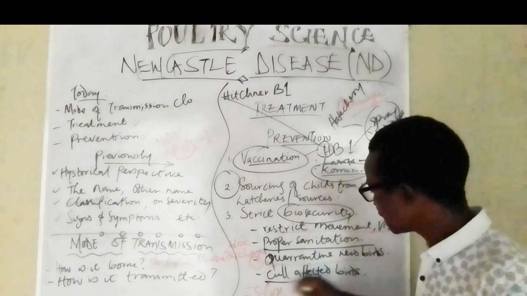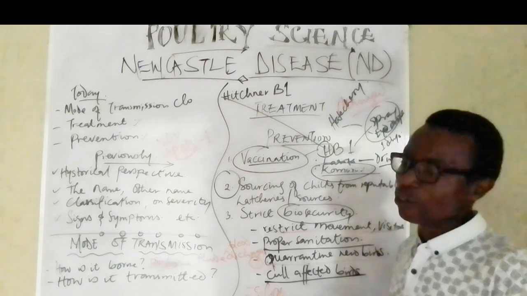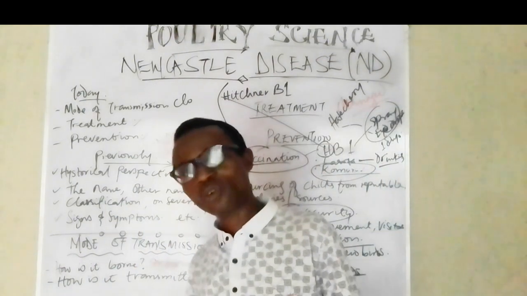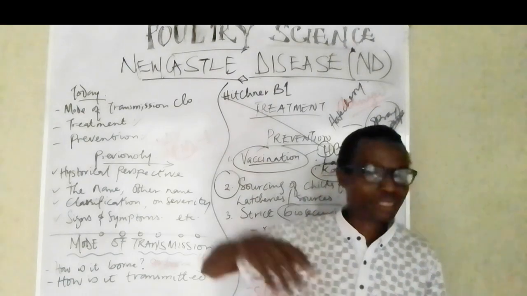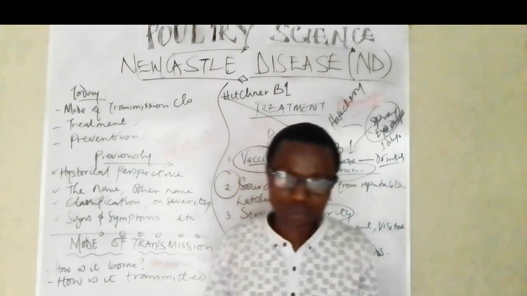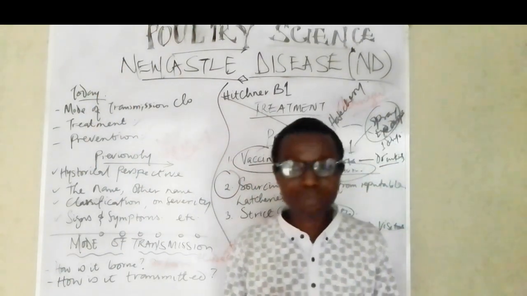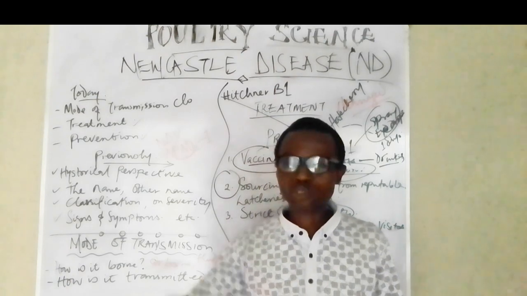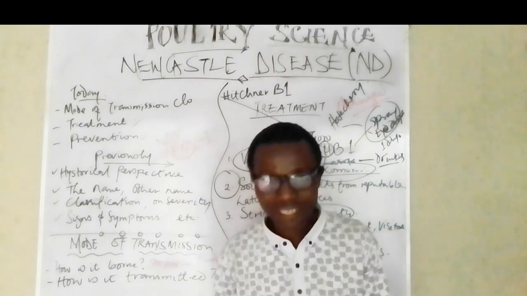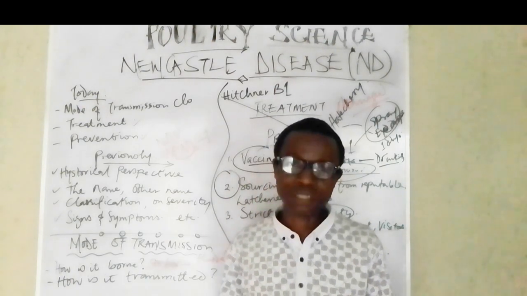Amen. Then there's culling of affected birds. Culling means taking away. Culling can be killing, or it can be taking them far away. It can be burying. Now when you want to bury, you don't do surface burying. You bury deeply. You dig very well and deep and bury.